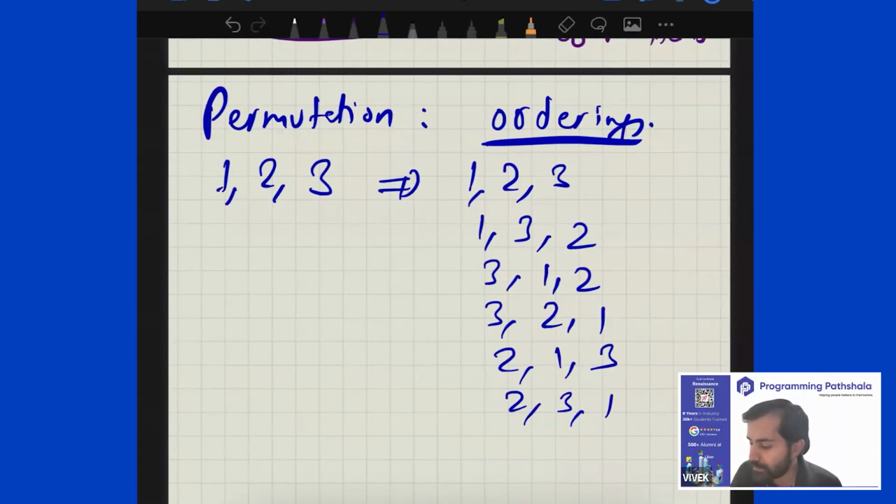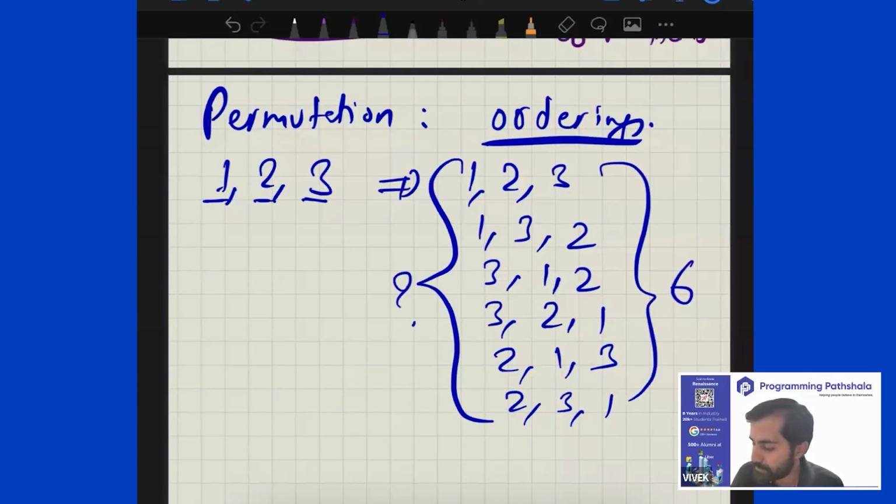Now, if I ask you, if there are n distinct elements, then how many permutations will be there? In this case, you saw there were 6 permutations for 3 distinct elements. So if there are n elements, how many permutations are there? You might have learned it: it is n factorial, and that's perfectly true. What is the reasoning for this n factorial? It comes from the rule of product.